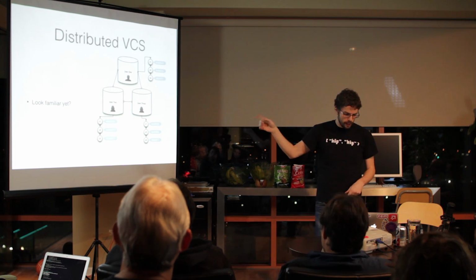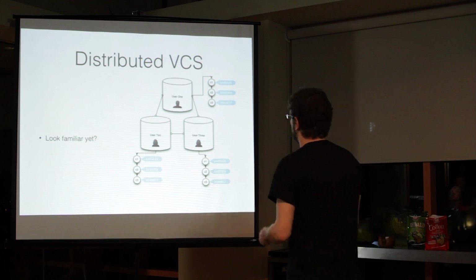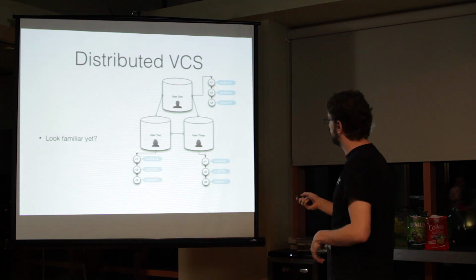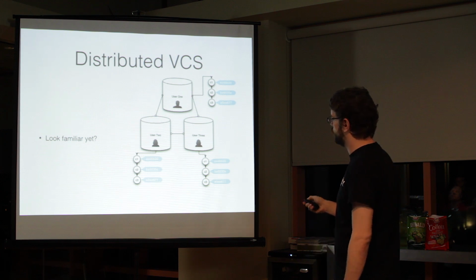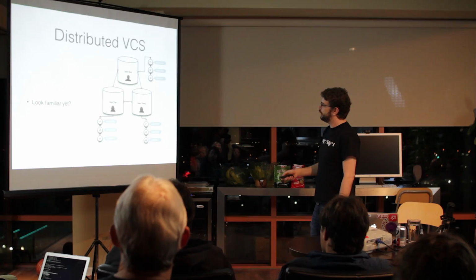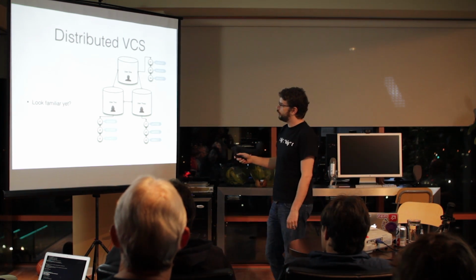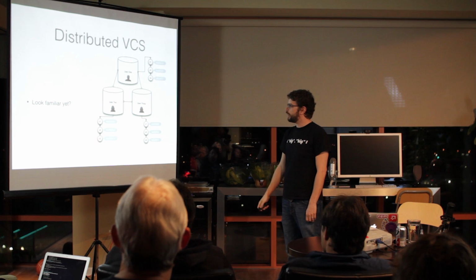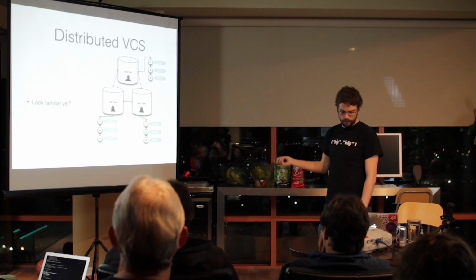And that brings us to the next paradigm, which is distributed VCS. This should look familiar because this is basically the structure of Git, where each user has the entire version control system to themselves, and they have their own history. And then they can communicate with each other to maintain, usually, a remote that has the canonical list of history.